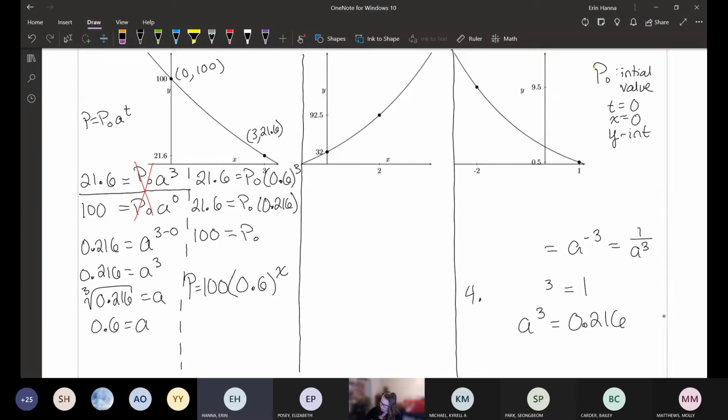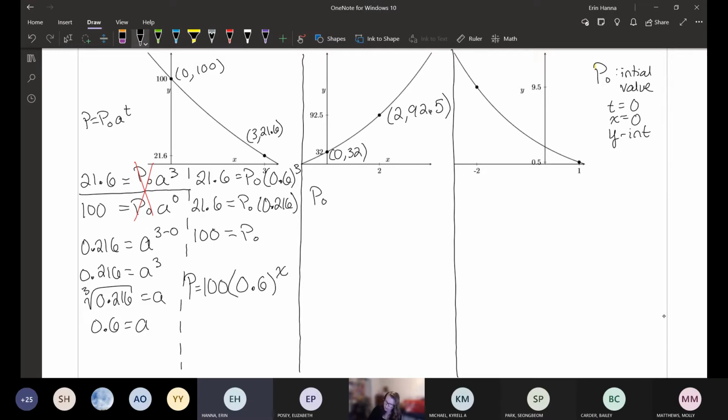So let's look at problem 2 here after I erase this a little bit over here. So problem 2, what are the points we're given? We're given 0, 32, and we're given 2, 92.5. So let's do the shorter way on this one. So we are given P naught because the initial value, the y-intercept of this equation is at 32. So that's our P naught.